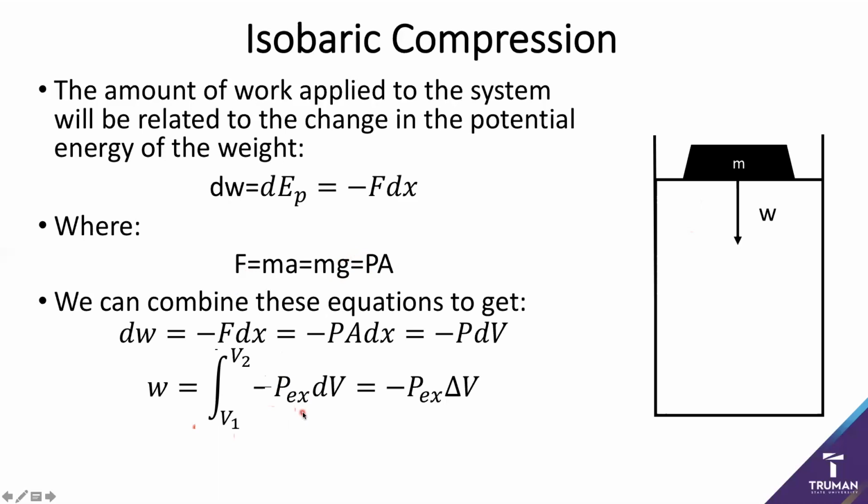And because our pressure doesn't depend on volume, we can pull out a negative P term in front of our integral. So then our integral simply becomes the integral of dV, which gives us delta V. So what we now have is an expression for the work being equal to the negative of the pressure applied to the system times the change in volume of our piston.